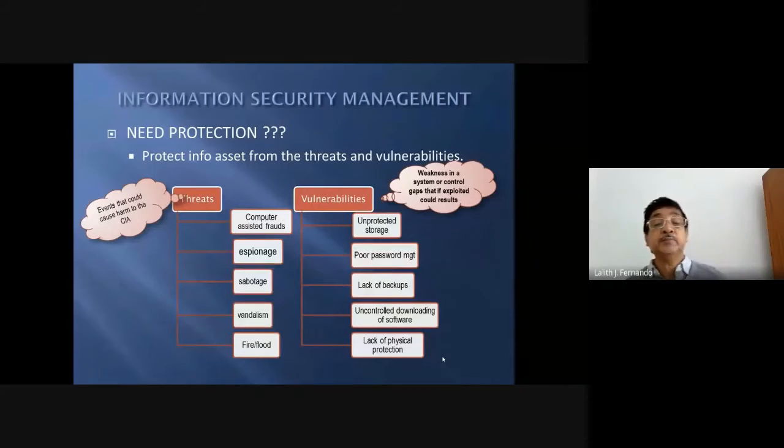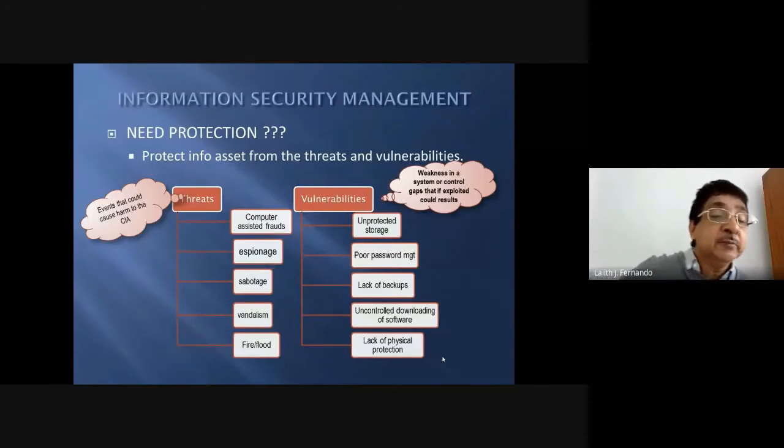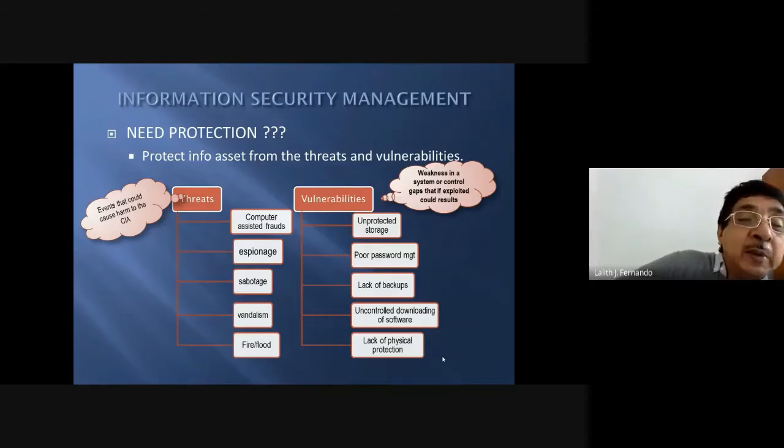Now, if you look at this grid, you can see the threats. Threats are being taken into consideration in terms of CIA. What do you mean by CIA? C is for confidentiality, I is for integrity, A is for availability. In terms of information, if the threats are really a threat to the confidentiality, integrity, and availability of information, then we will take those things as threats.